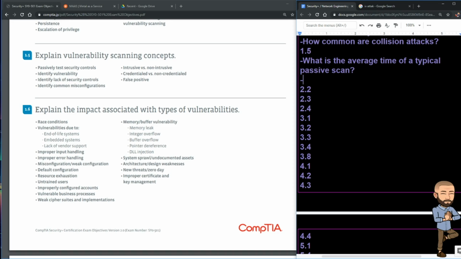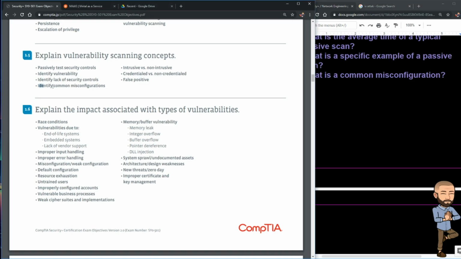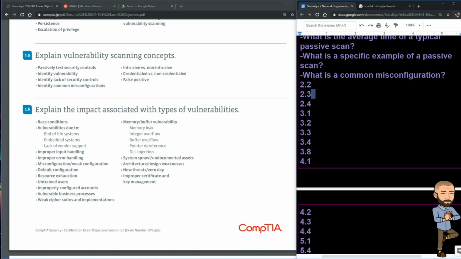I need a specific example for that. So that'd be a good one to Google. I hope to find maybe some message board talk about it. So what is a specific example of a passive scan? Oh, identifying common misconfigurations makes me ask, what is a common misconfiguration? What's Google going to say about that?